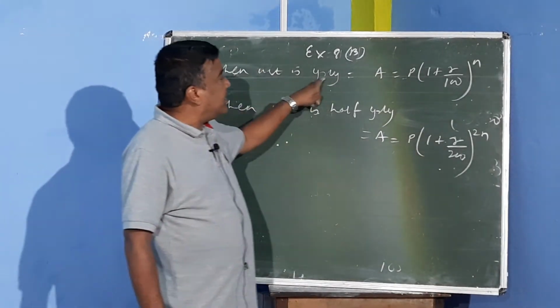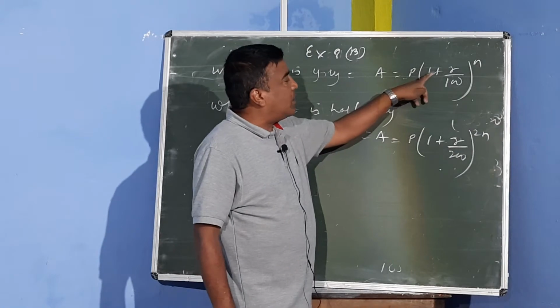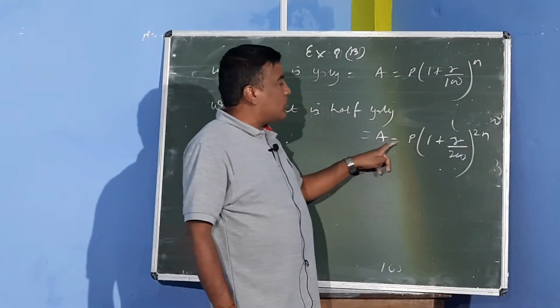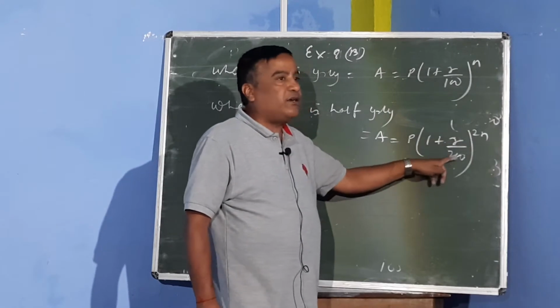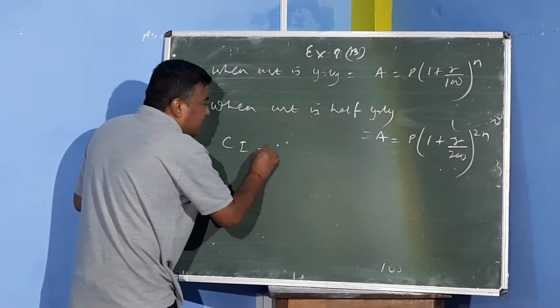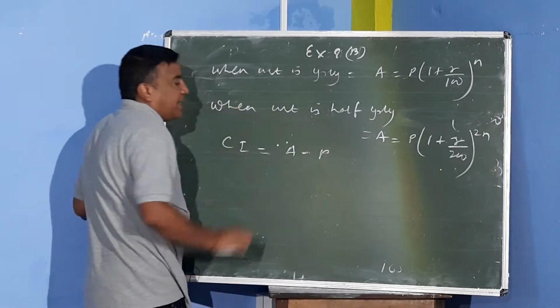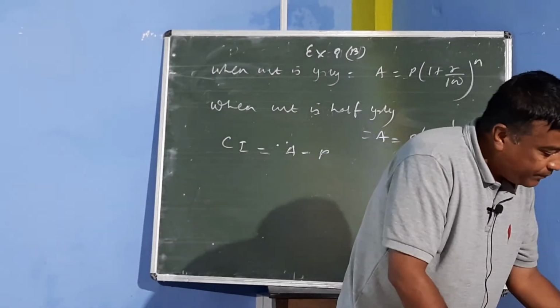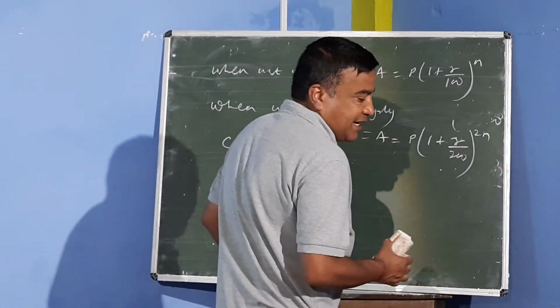When interest is yearly, the formula is A equals P (1 plus R by 100) to the power n. When interest is half yearly, A equals P (1 plus R by 200) to the power 2n. In both cases, compound interest will be amount minus principal. So, in exercise 8B, we will do the second question.